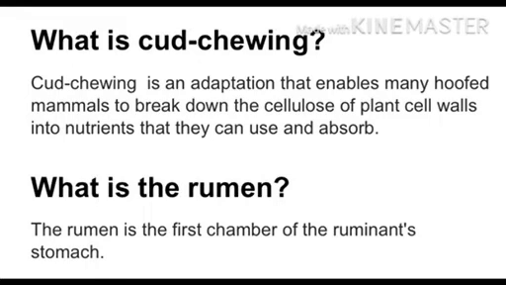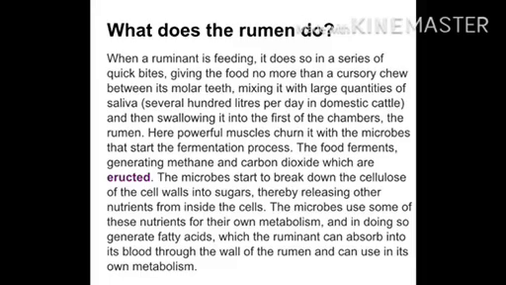Now some important questions come to our mind. What is cud chewing? What is the rumen? Cud chewing is an adaptation that enables many hoofed mammals to break down the cellulose of the plant cell wall into nutrients that can be used and absorbed. Now the second is, what is the rumen? The rumen is the first chamber of the ruminant stomach in which the partially chewed food is stored.